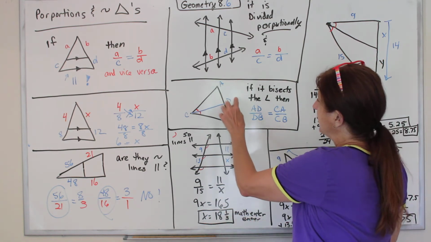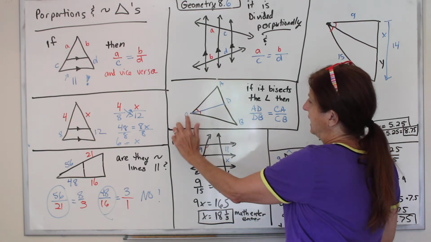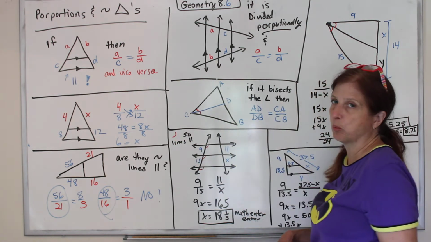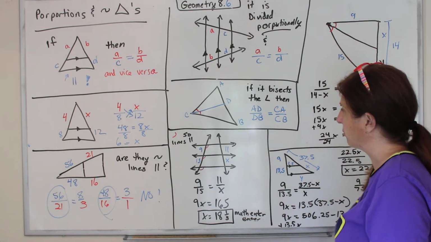So AD is to DB as CA is to CB. And you can make a proportion. They'll give you 3 of the 4. You cross multiply and figure out the one you don't know.